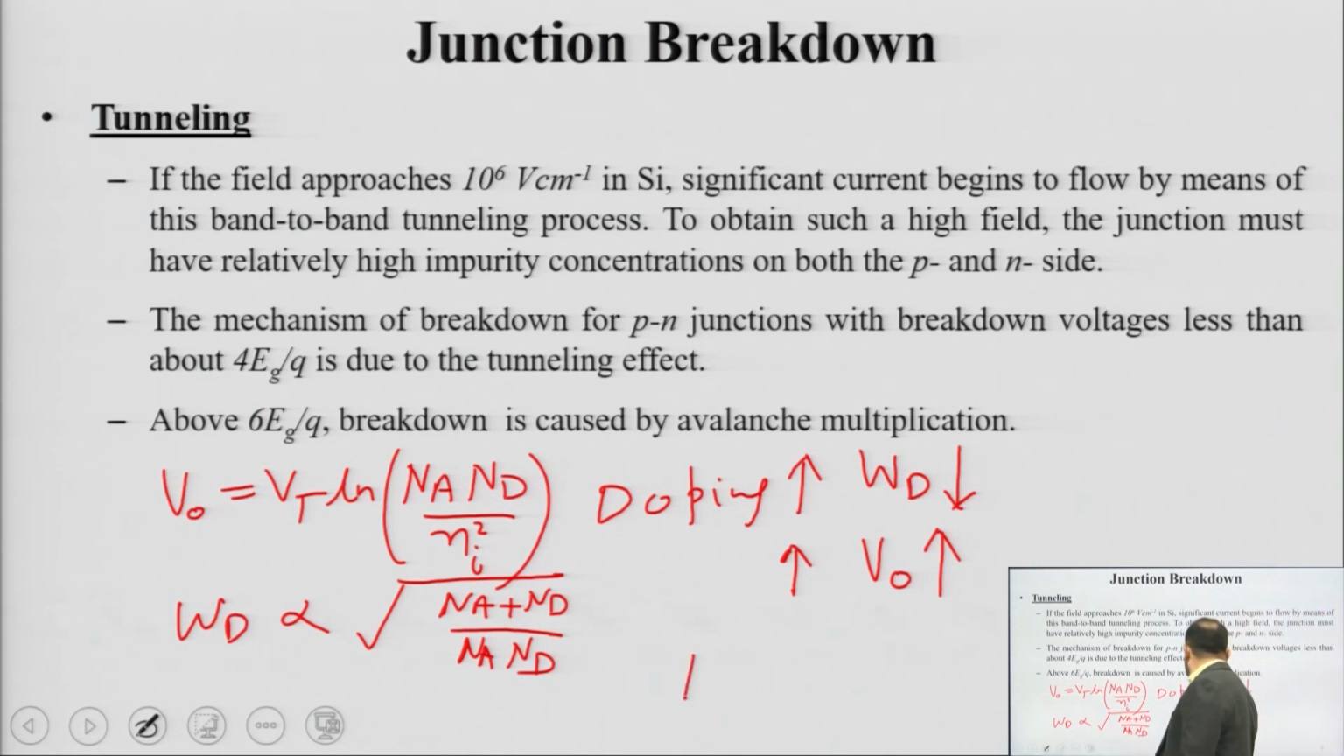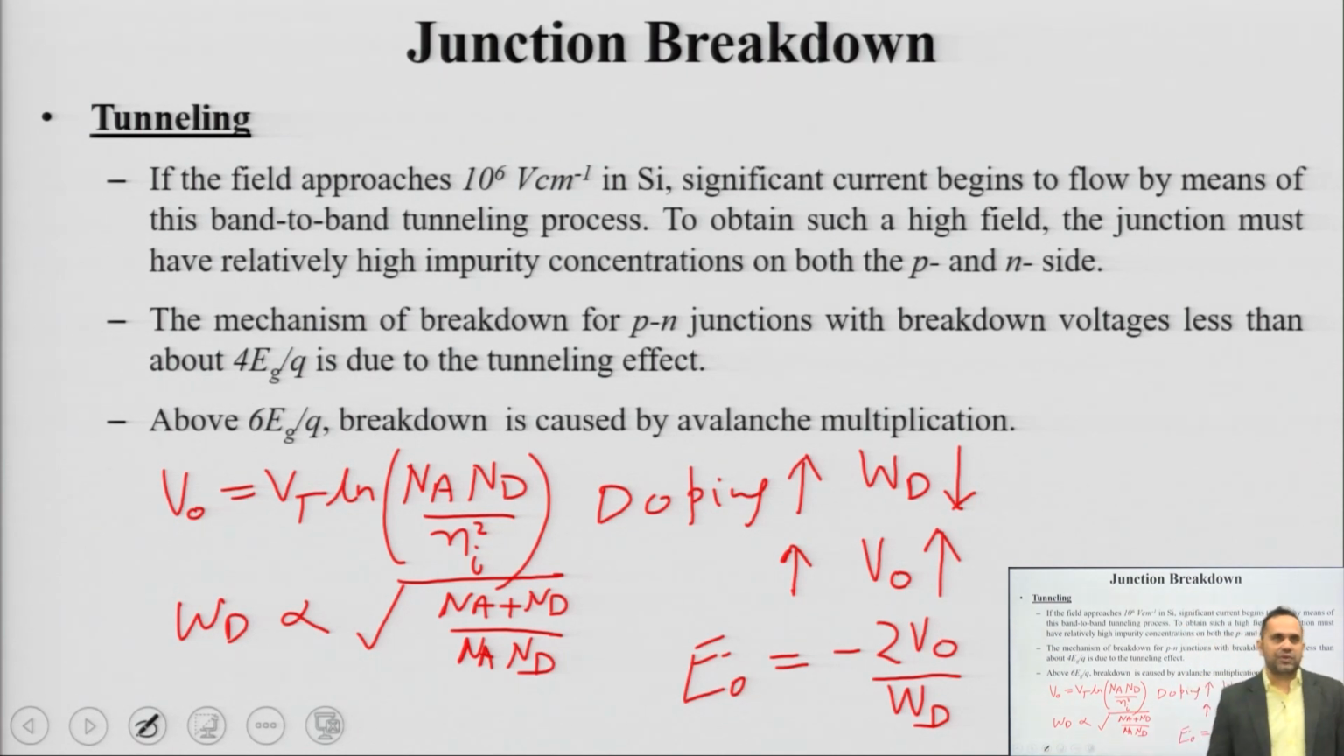Electric field, the peak electric field, is given by this expression. So, V naught is increasing, Wd is reducing. Okay. So, numerator is increasing, denominator is reducing, which means that the peak electric field at the junction is very high. Okay.